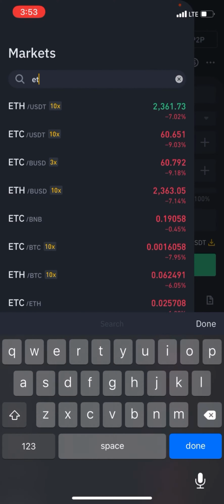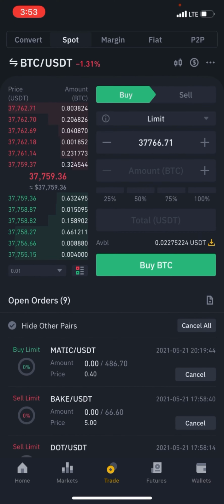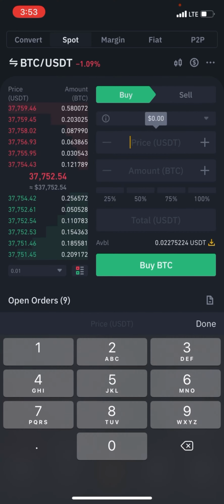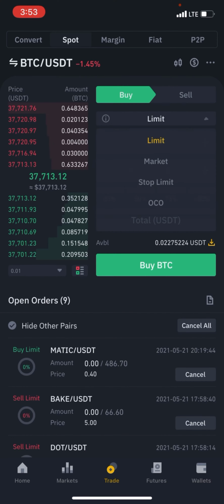All right, so in this video we want to convert BTC to USDT. So when you get to this point, we have limits, we have a place wherein you are going to input the price, and we have a place wherein you are going to input the amount of BTC or any other crypto assets you are looking to convert. In this context I want to use limit.